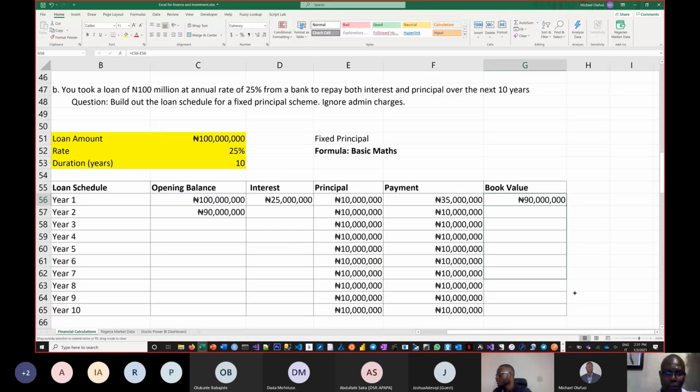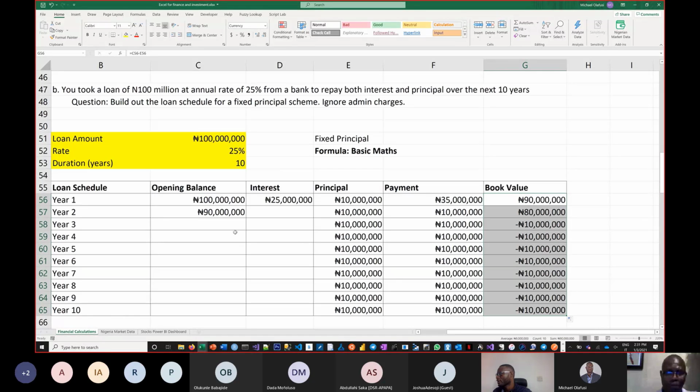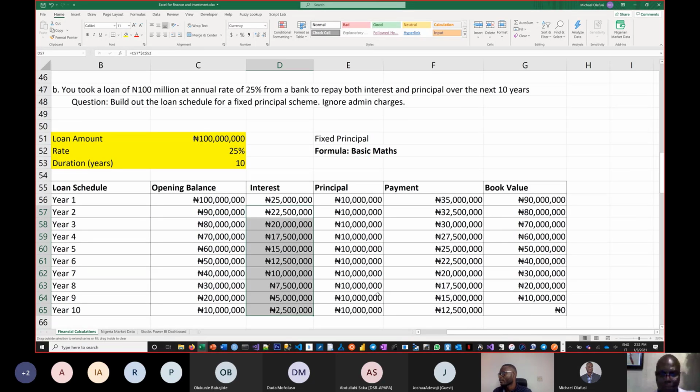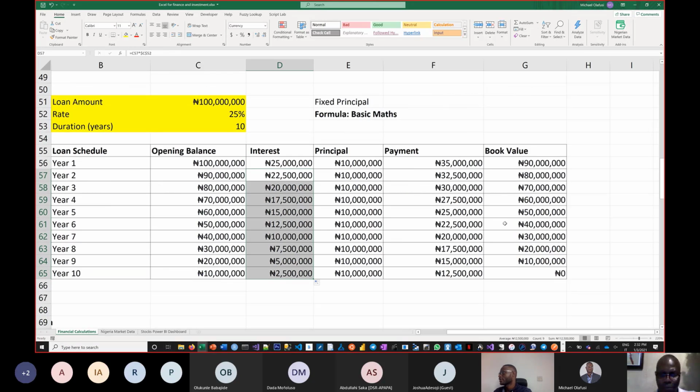if I just drag this down, and I drag this down, we see that I have replicated that, okay? And then interest is always going to be equal to this times the interest rate. So I can also drag that down, okay? And this is it. So that's why this one is more of just mathematics rather than having to use a special Excel formula.